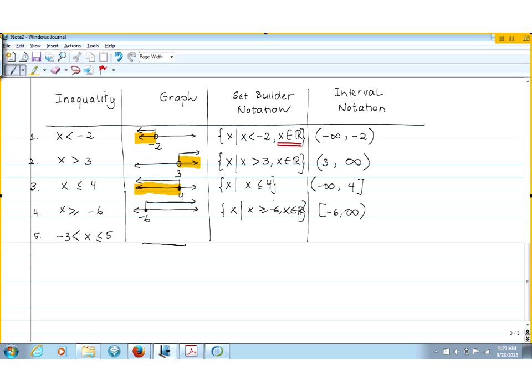Now, last one, number 5. What do we do? It says x is in between negative 3 and 5. So for negative 3, is it open or closed? Open. And for 5, it is closed. And it's just this solution. How do I write my set builder? Exactly like your inequality. x such that x is in between, or you could say negative 3 is less than x, less than or equal to 5. Now, how do I write my interval notation?